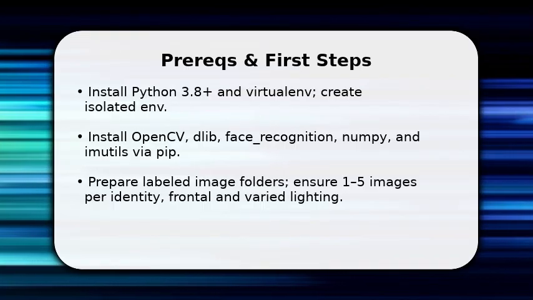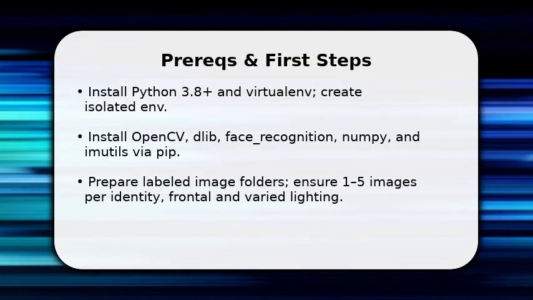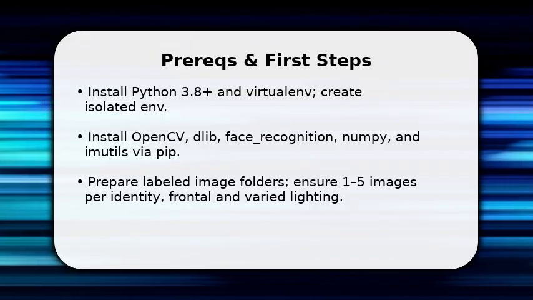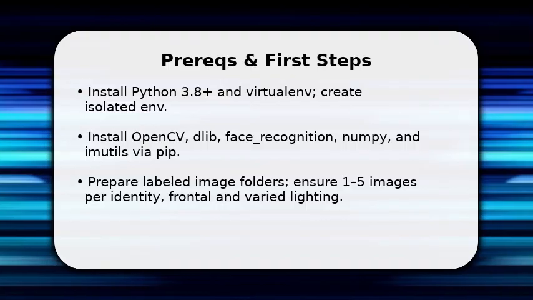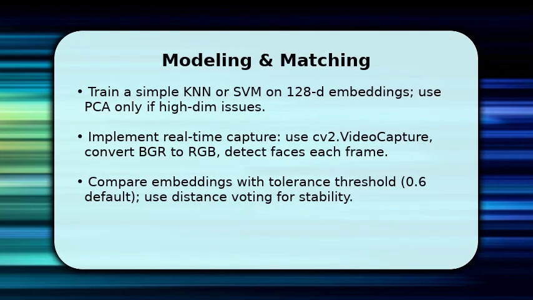Next, write a small script to load images, detect faces, and compute 128D embeddings using face_recognition.face_encodings. Once done, save embeddings and labels to disk as a serialized dictionary or CSV, so you can iterate quickly in later steps. Now build the recognition pipeline.